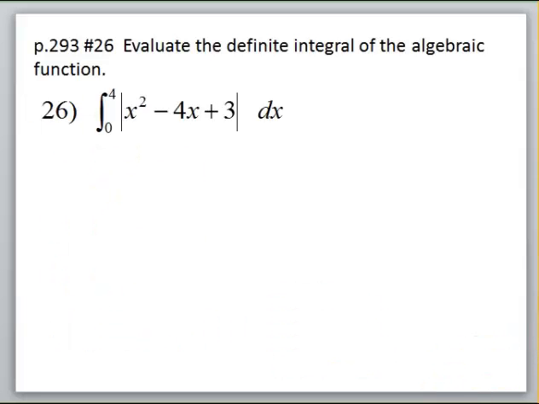The next problem has an absolute value in it. It's going to be much easier to just graph the absolute value rather than trying to talk about it without the graph.